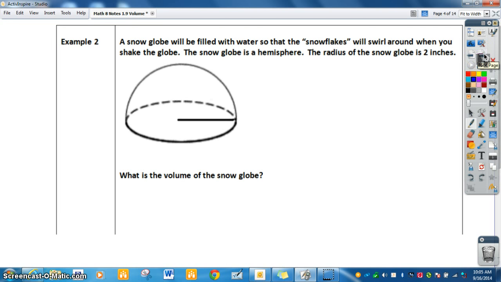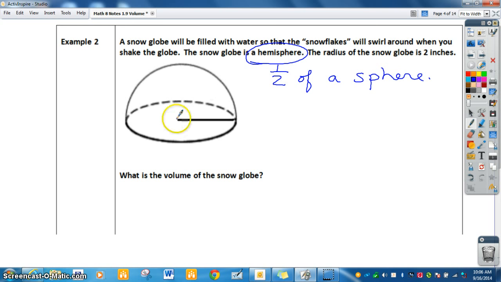Now we have a snow globe. It's the season. I love snow globes. Those are awesome. I don't know how they make them. The snow globe is filled with water so that the snowflakes will swirl around when you shake the globe. Anyway, Elf, he loves the snow globes. The snow globe is a hemisphere. What does that mean? Part of a sphere. Means half of a sphere. So a hemisphere is half of a sphere.